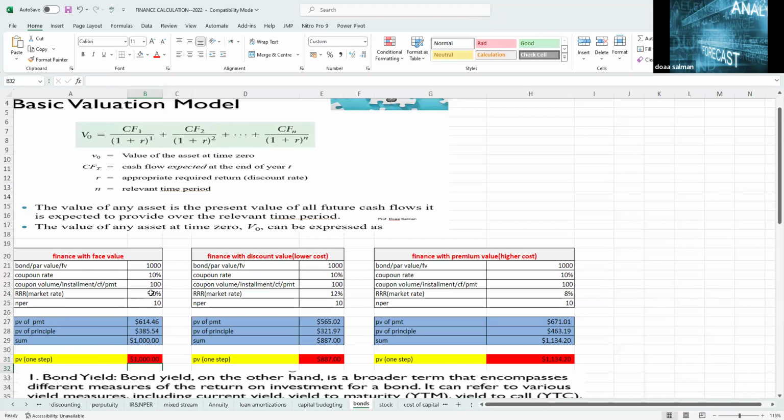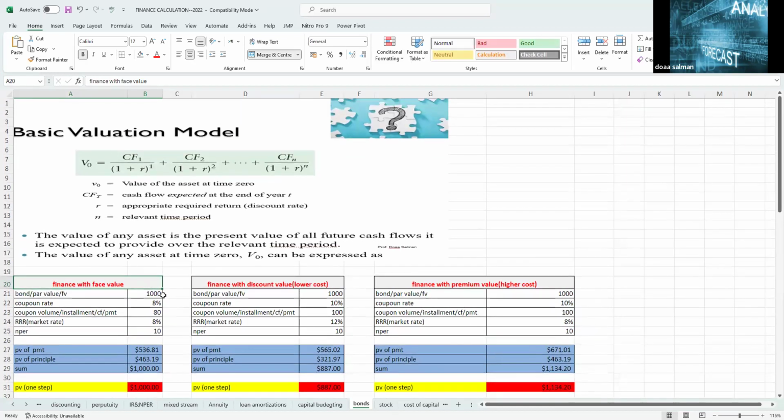Now if the required rate of return is different. Let's say, for example, it is 8%, and the coupon rate is 8%. So this is what we call a bond priced at par, where the par value equals the face value. So I will do another one, where you are going to value your bond with a lower cost. How are you going to do that?